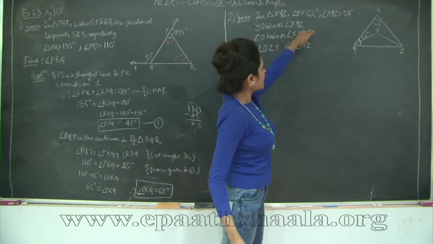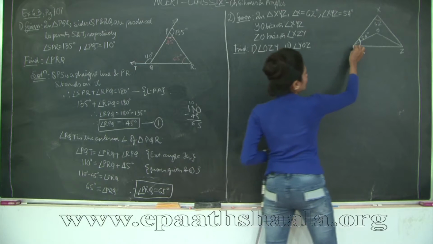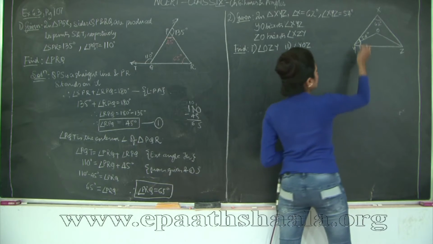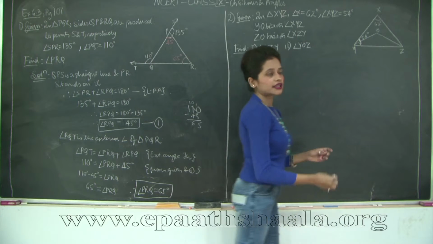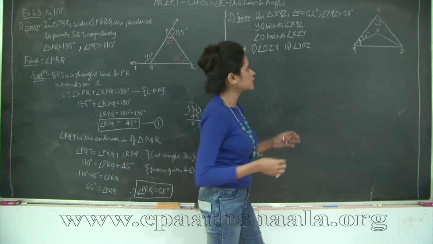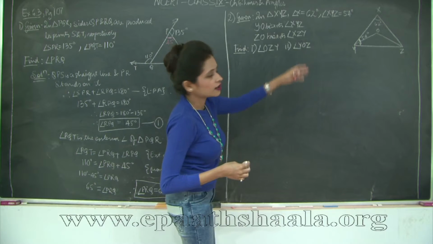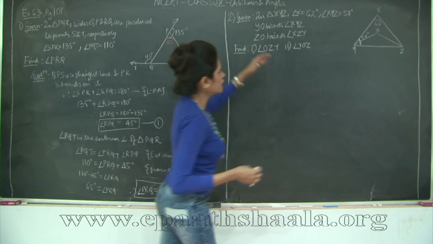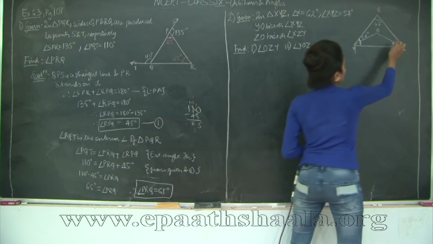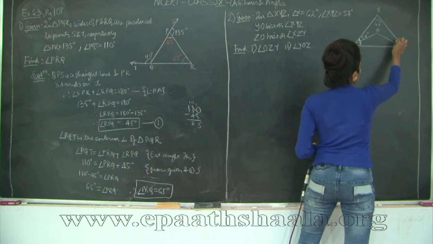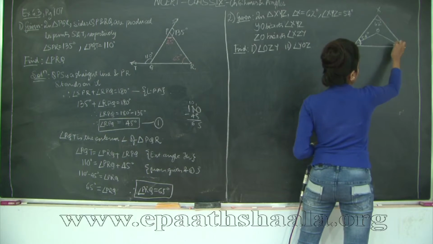YO bisects angle XYZ. So here you have YO bisecting angle XYZ. Therefore, this is half of 54 and this is half of 54, and they are equal to each other. So which angles are equal? Angle XYO and angle OYZ are equal. Similarly, you have ZO bisecting angle XZY. Therefore, you have another 2 angles formed here which are equal to each other.